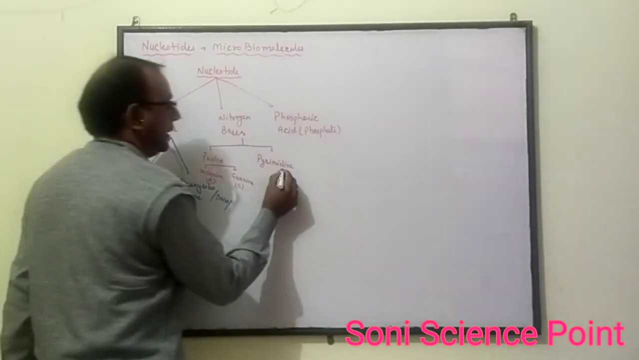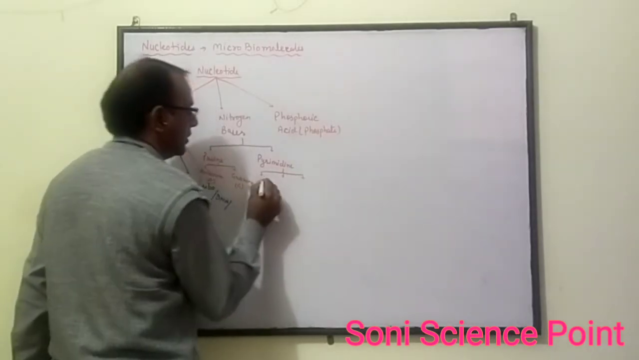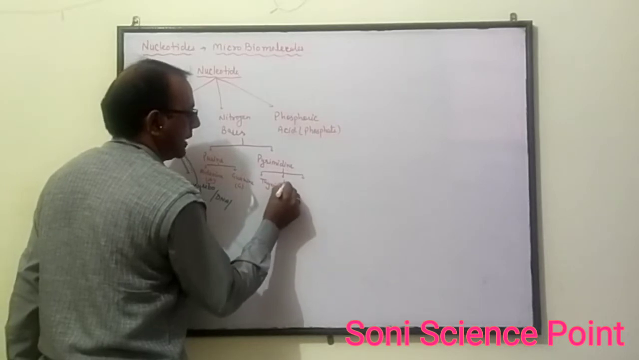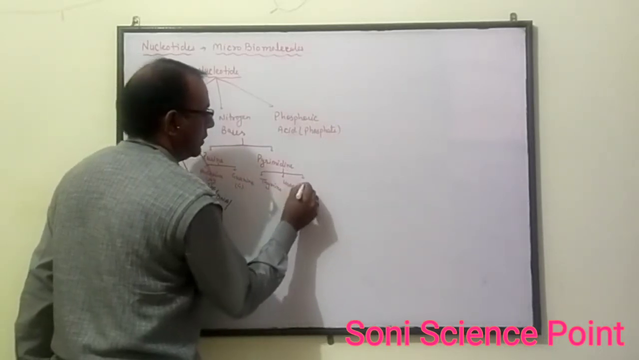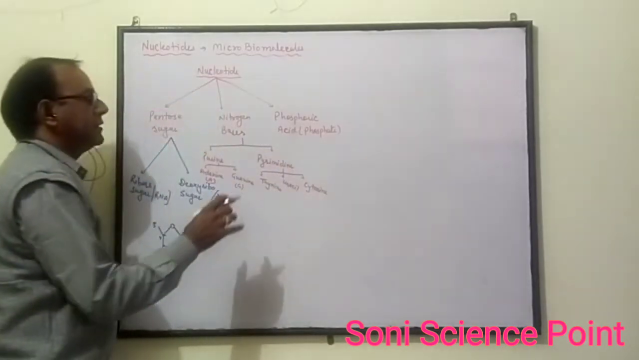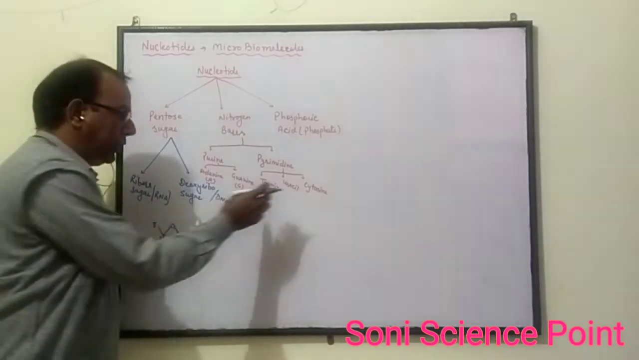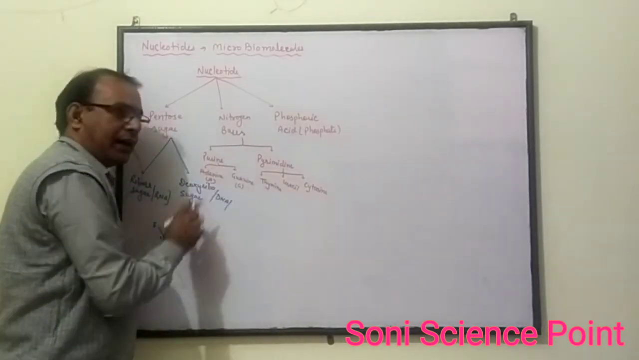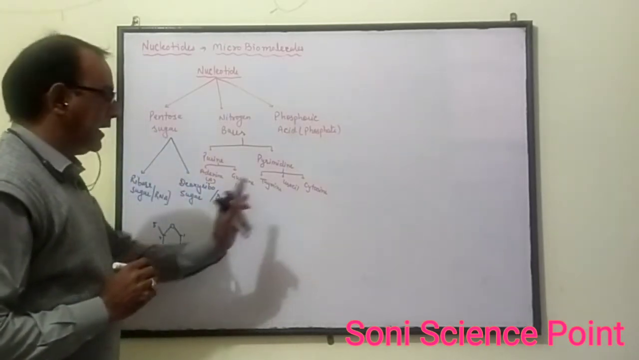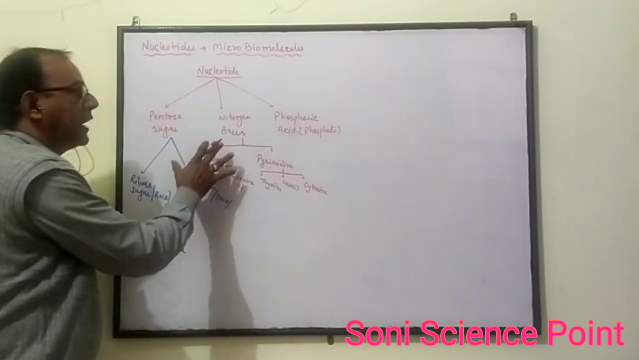Pyrimidine is of three types: thymine, uracil, and cytosine. But when we make RNA or DNA, only two of them are used per nucleic acid. In RNA, uracil is used, and in DNA, in place of uracil, thymine comes. This is the nitrogen base.